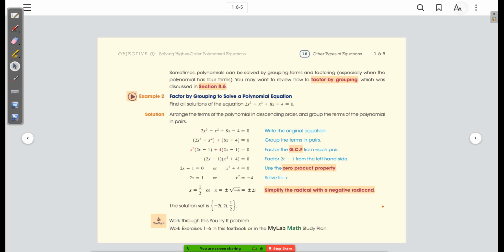Okay, so sometimes polynomials can be solved by grouping terms and factoring. You may want to review how to factor by grouping, which was discussed in section review 6, R6. Obviously, you can go back and look at that, but we're going to do another problem that does involve factor by grouping. Okay, so here's how we do factor by grouping.